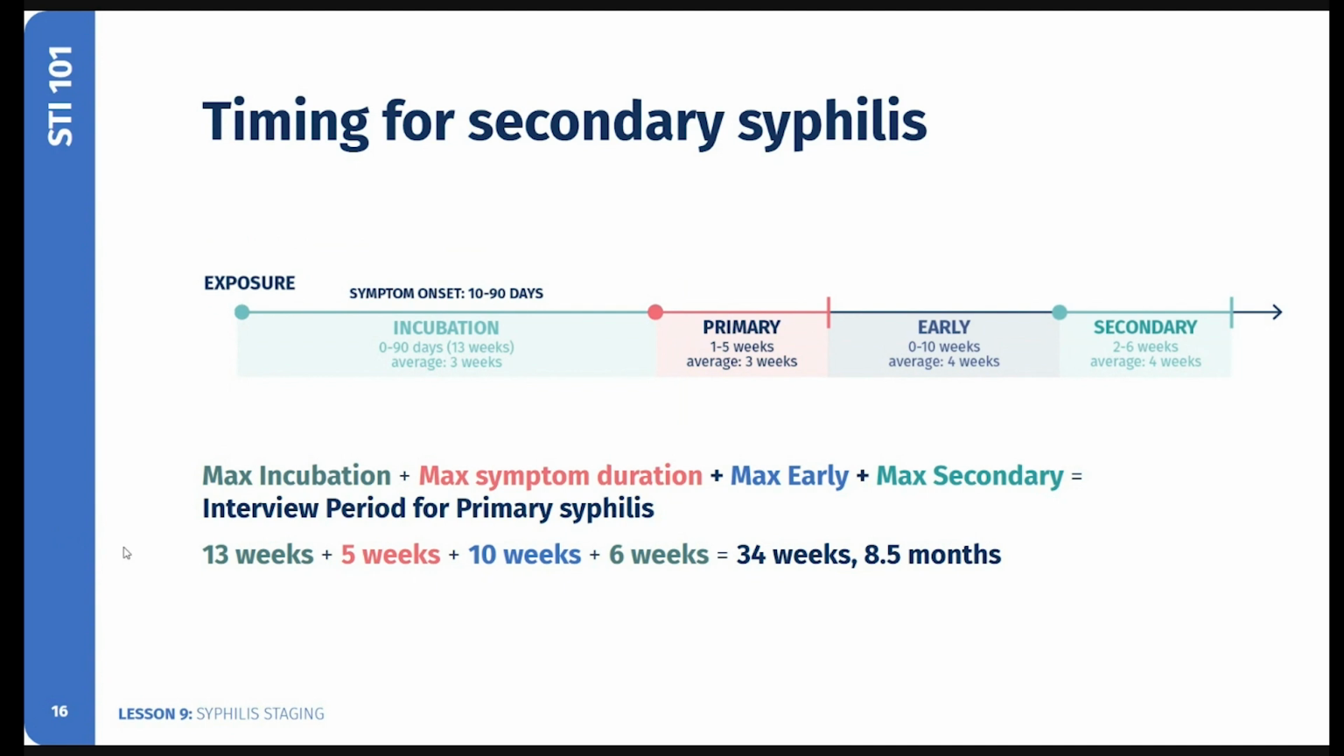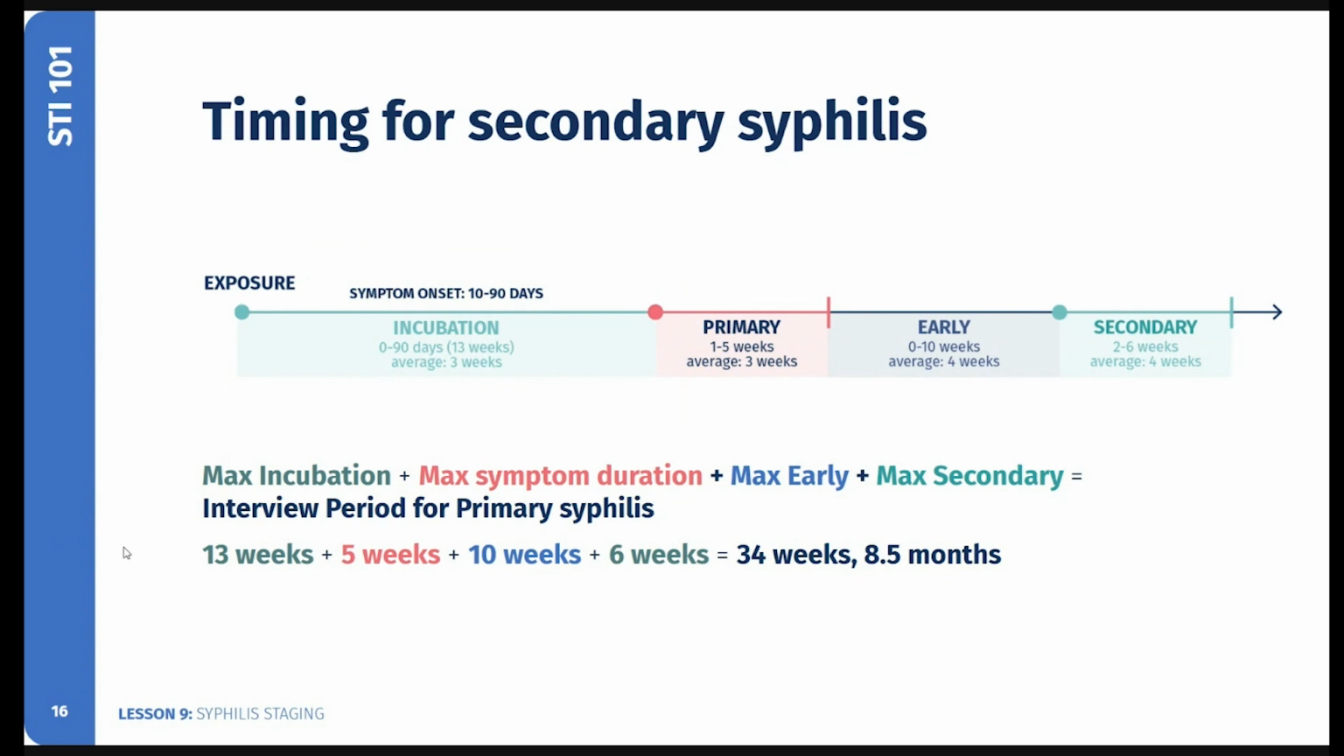The duration of symptoms are between 2 to 6 weeks, with an average duration of 4 weeks. The interview period for secondary syphilis is about 8 months. As with primary syphilis, we use the maximum incubation period, which is 90 days after exposure, plus the maximum duration of primary symptoms, which is 5 weeks, plus the maximum time between primary and secondary syphilis, which is 6 weeks. Also, plus the maximum duration of secondary syphilis, which is 6 weeks. And that's how we get our interview period. This totals to 34 weeks, or a little over 8 months.